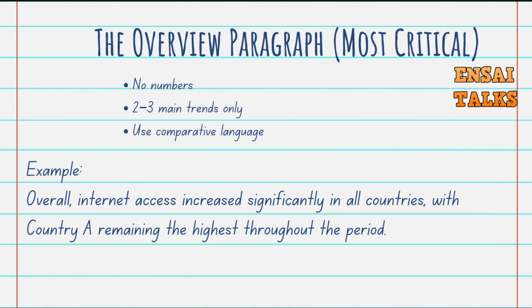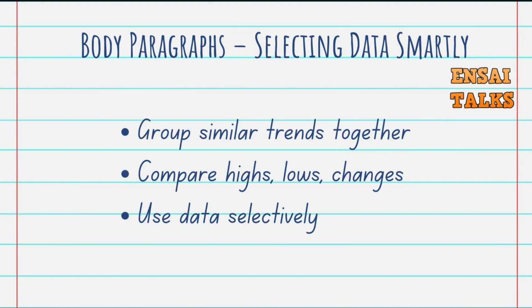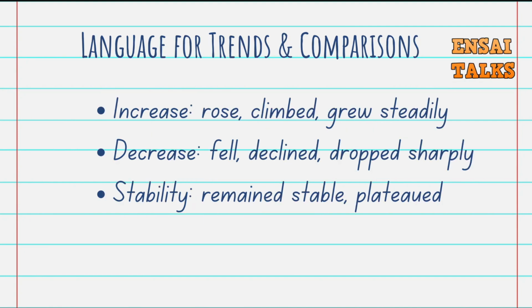If your overview is missing or unclear, it is almost impossible to score above band 6. Always include one. You are not required to mention every number. Examiners want meaningful comparisons, not a list of statistics. Using a variety of trend verbs improves your lexical score, but accuracy is more important than complexity.